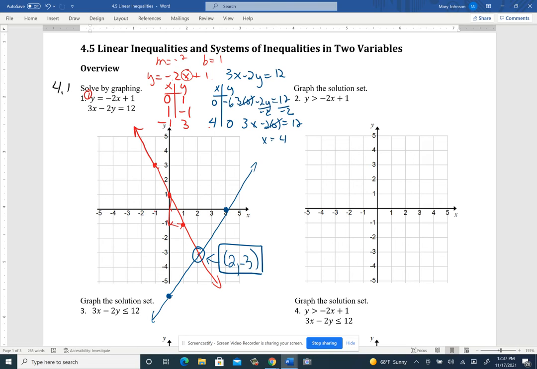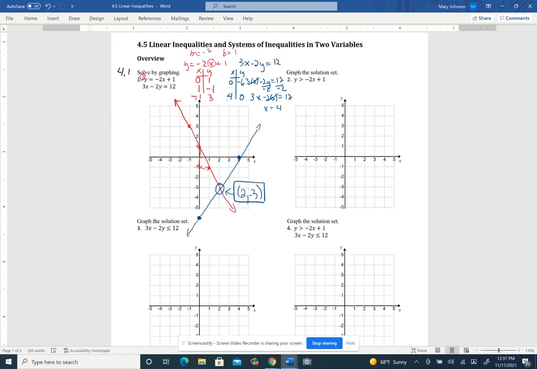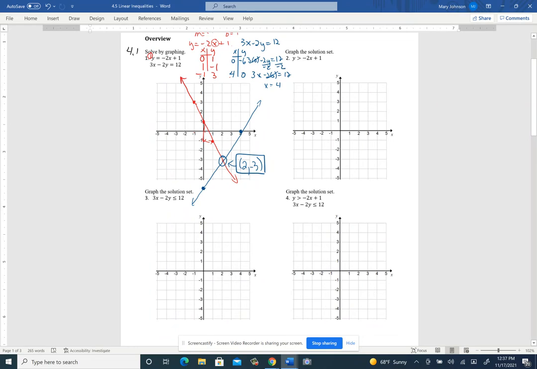Okay. All right. Now, that's what you kind of already have been doing. Now, look at these other 3 questions. These are related. Notice all I did was take the same equation that we had in number 1, but I put a greater than instead of an equal sign. Number 3, I took the same equation we had in number 2, but I put a less than or equal to instead of an equal sign.